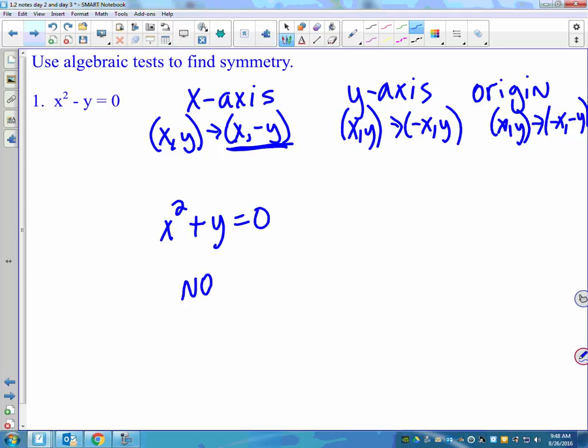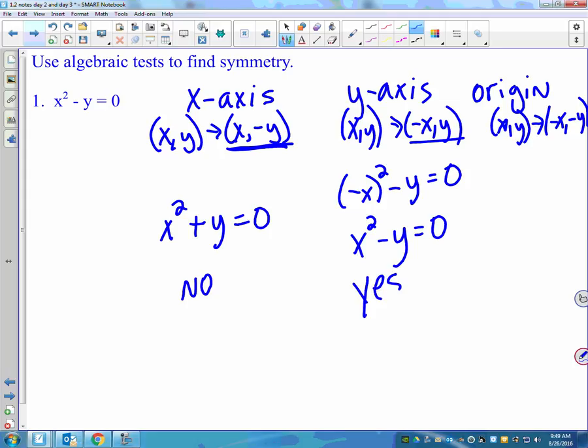On this one, if I replace x with negative x, negative x squared, and y doesn't change, does that simplify down to give me back the original problem? Because negative x squared is still just x squared. So people realize pretty quickly, oh, if it's an even exponent and I plug in a negative, it's going to stay the same. If it's an odd exponent, it's not. So this one is symmetric with the y-axis, because it looks like this.